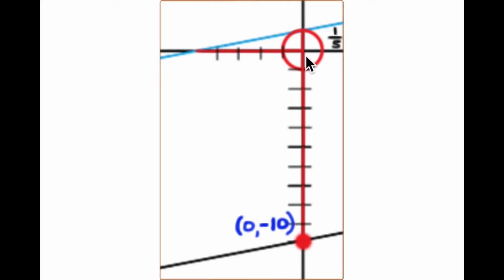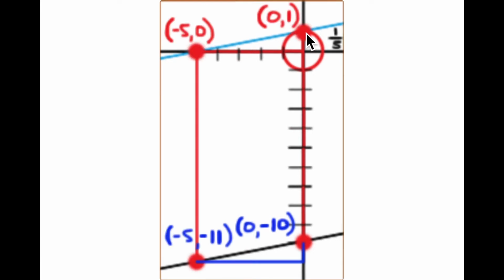So if this is 0, 0, then this point right here is 0, -10. This point right here is 0, 1. So if this is 0, 1, 0, -10, this is -5, 0, and this is right here, -5, -11.